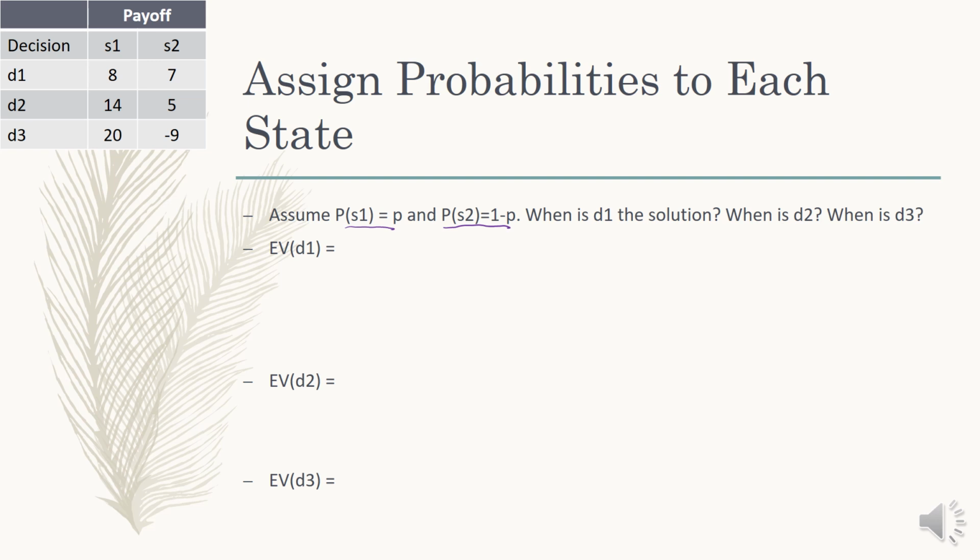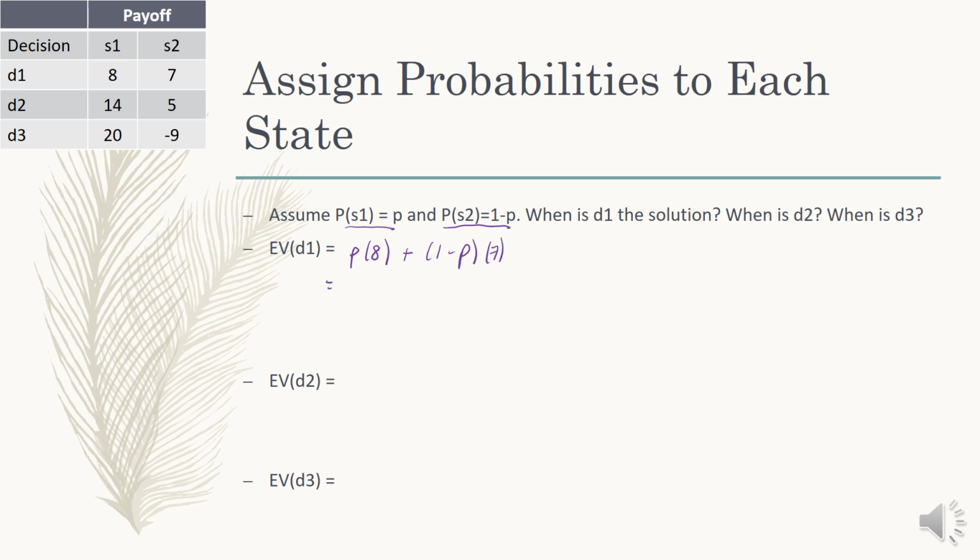So for the expected value for D1, that's going to be probability of state 1 times 8, so my payoff for state 1, plus probability of state 2 times my payoff for state 2.